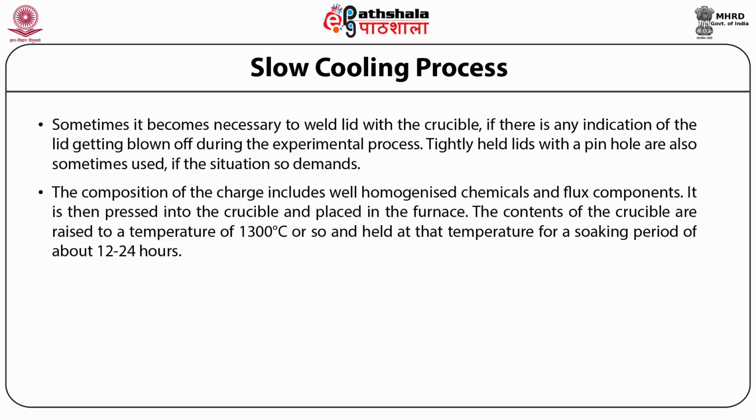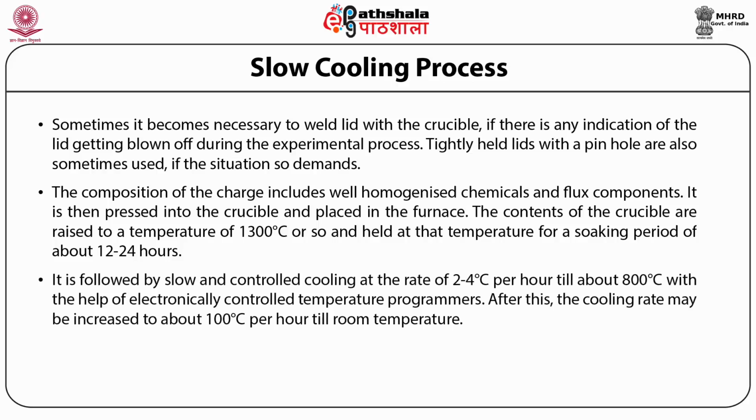The contents of the crucible are raised to a temperature of 1300 degrees centigrade or so and held at that temperature for a soaking period of about 12 to 24 hours. It is followed by slow and controlled cooling at the rate of 2 to 4 degrees centigrade per hour till about 800 degrees centigrade with the help of electronically controlled temperature programmers. After this, the cooling rate may be increased to about 100 degrees centigrade per hour till room temperature.